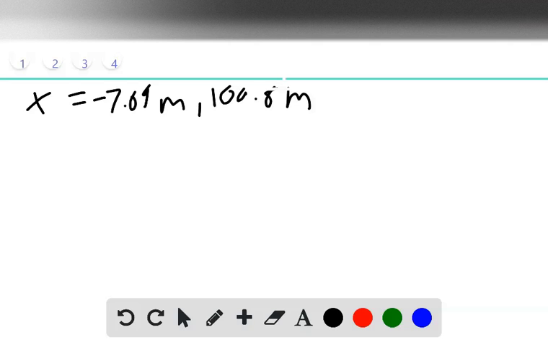All right, so that was the distance along the horizontal. The positive one is the one that you're going to choose. The negative one doesn't really make sense. So the positive one is correct.